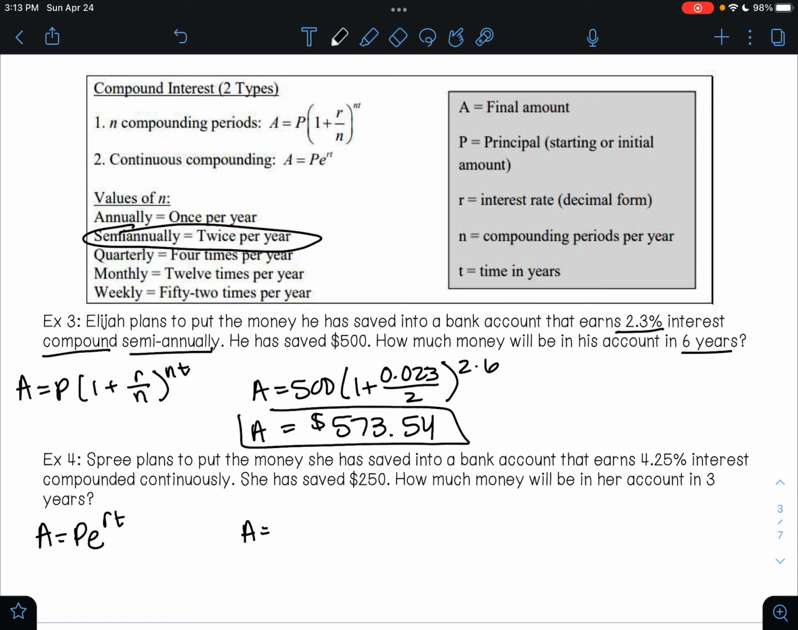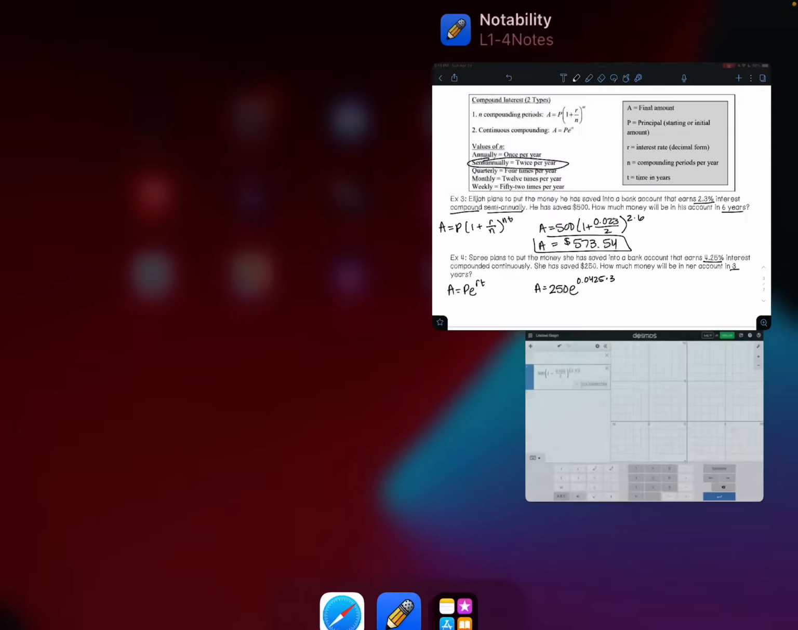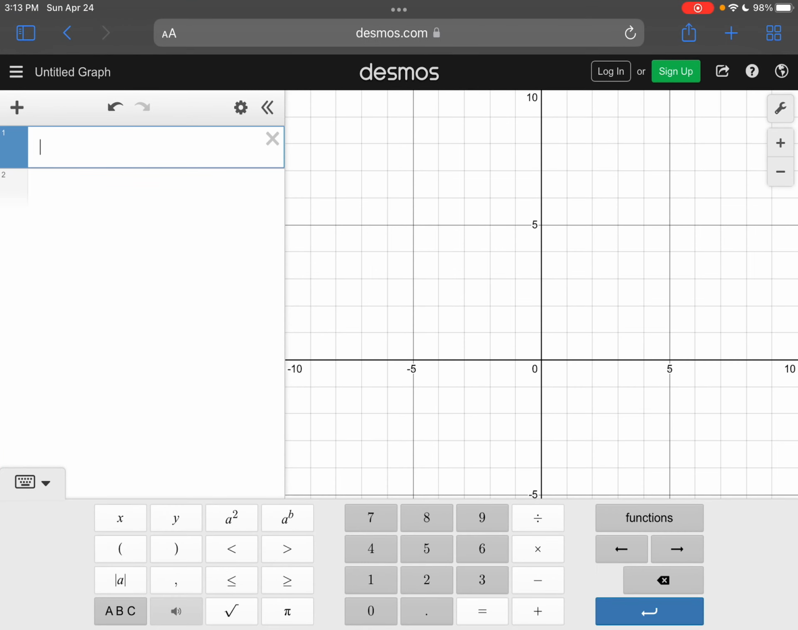So we're going to have A equals, her initial amount is $250 times the natural number e. Her interest rate is 4.25%, so that'll be 0.0425. And then she wants to leave it in that account for 3 years. So I'm going to come back over here to Desmos and type in that equation. So 250e raised to the power of 0.0425 times 3. Again, I'm talking about money, so I want to round to the nearest hundredth.